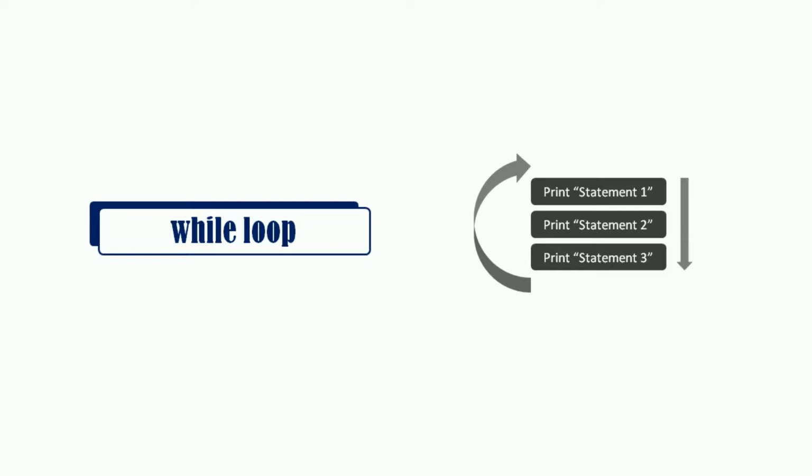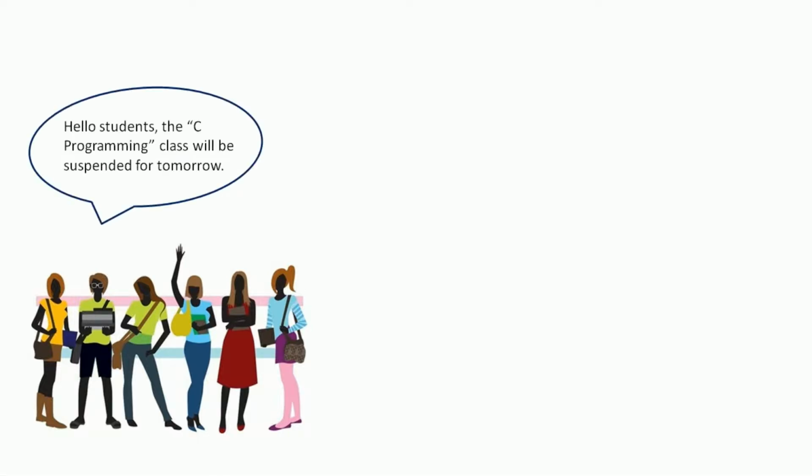Before going to the syntax part, I'll show you an example so that you understand where we use loops. Let's say there are 8 students in a class, and you want to send a message to all of them saying that the C programming class will be suspended tomorrow. How would you do that? Here comes the concept of a loop. You have to make a repetitive process to send the same message to everyone.